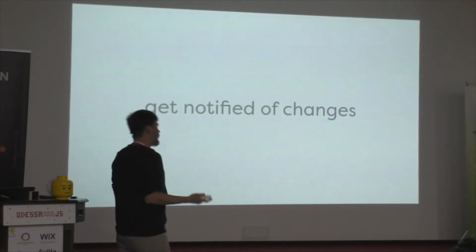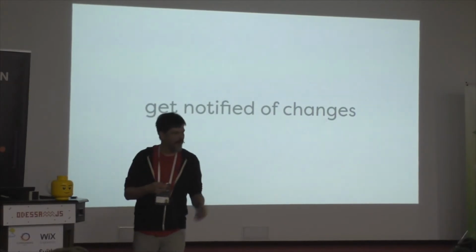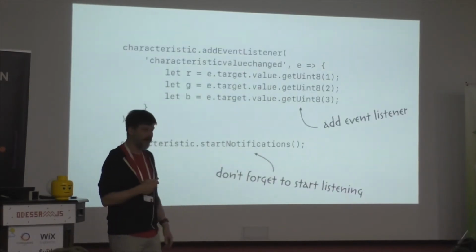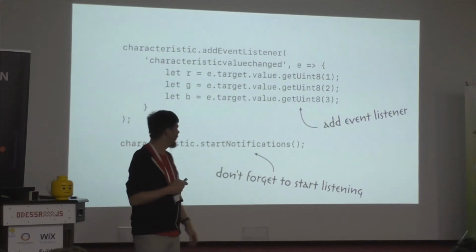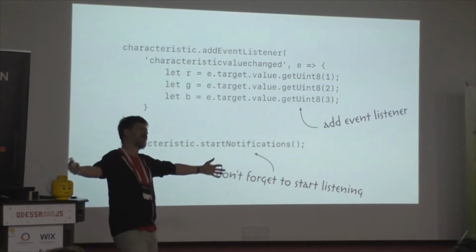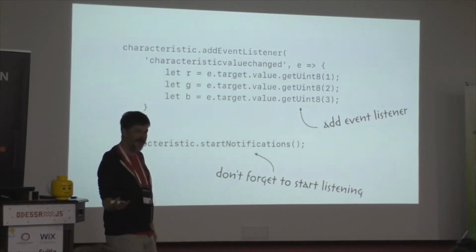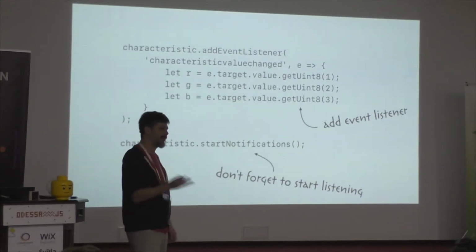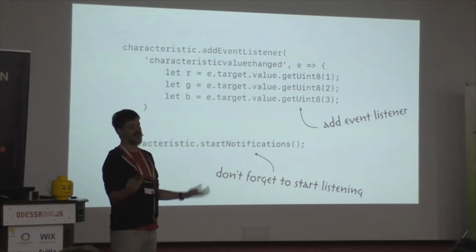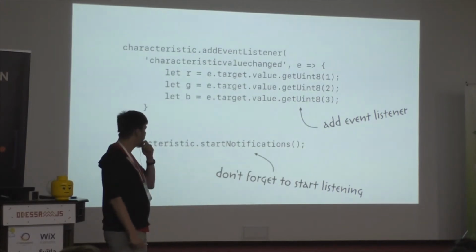Now, getting notified of changes. I mentioned that is kind of like addEventListener. It is actually addEventListener, and you call addEventListener with characteristicvaluechanged. That is a little long word, but yeah. Then you get a callback with an event, and in the event is a target and a value. That value has some bytes for you to look into, and we have our RGB values again.